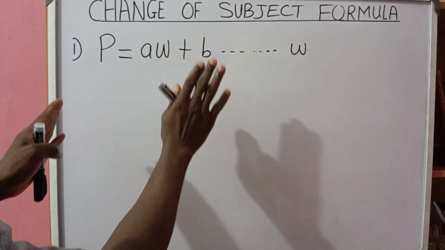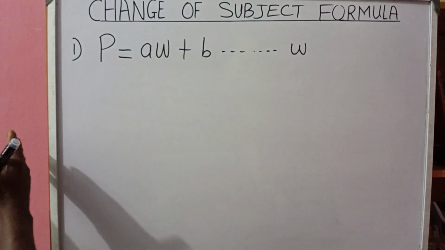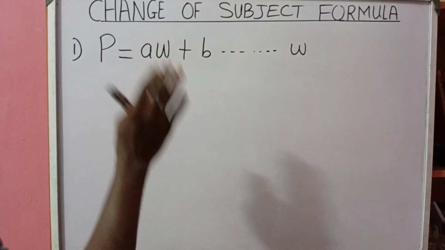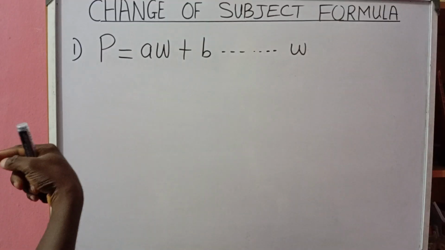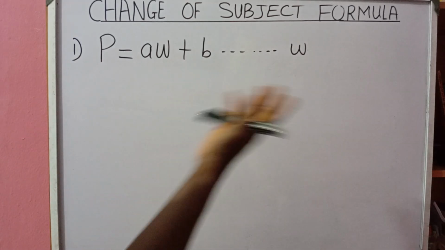Is it that it stands on its own at the right or it stands on its own at the left? That is exactly what we mean by making it subject of the formula. The subject means that you have to pronounce it. It has to be the subject for which others depend.